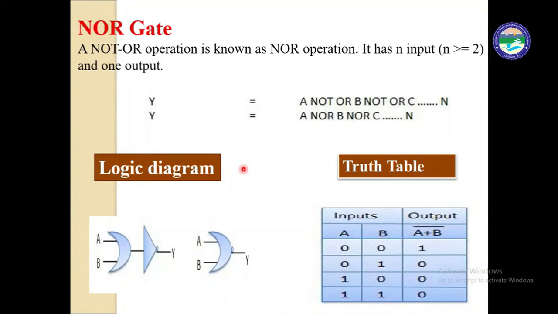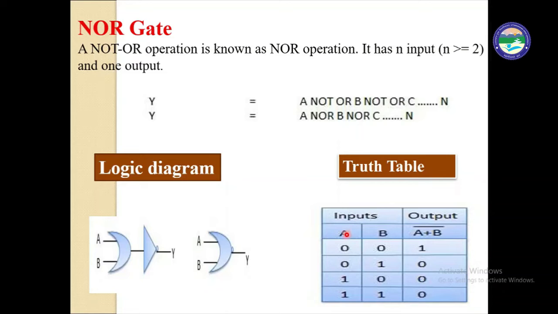Now the NOR gate. The NOR operation again has N greater than or equal to 2 inputs and only 1 output. This is the logic diagram of a NOR gate. Basically, this is the OR gate, and if we add a bubble to this OR gate, it becomes a NOR gate, and this is the truth table for a NOR gate.